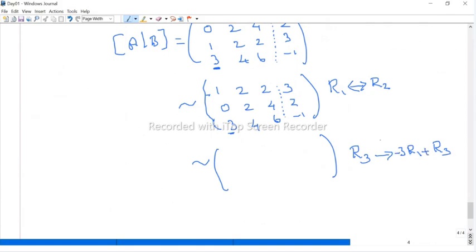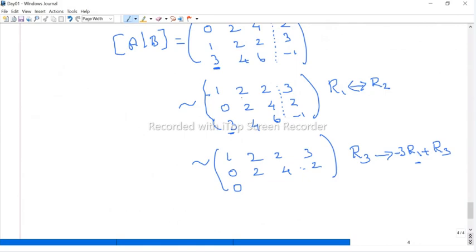Look, the first entry of R1 is 1. You multiply by minus 3, and therefore keep the first row 1, 2, 2, 3, and 0, 2, 4, and 2. Now if you multiply the first row by minus 3 and add to this one, you get 0. Simply put, multiply 3 to the first equation and subtract from this, or multiply by minus 3.